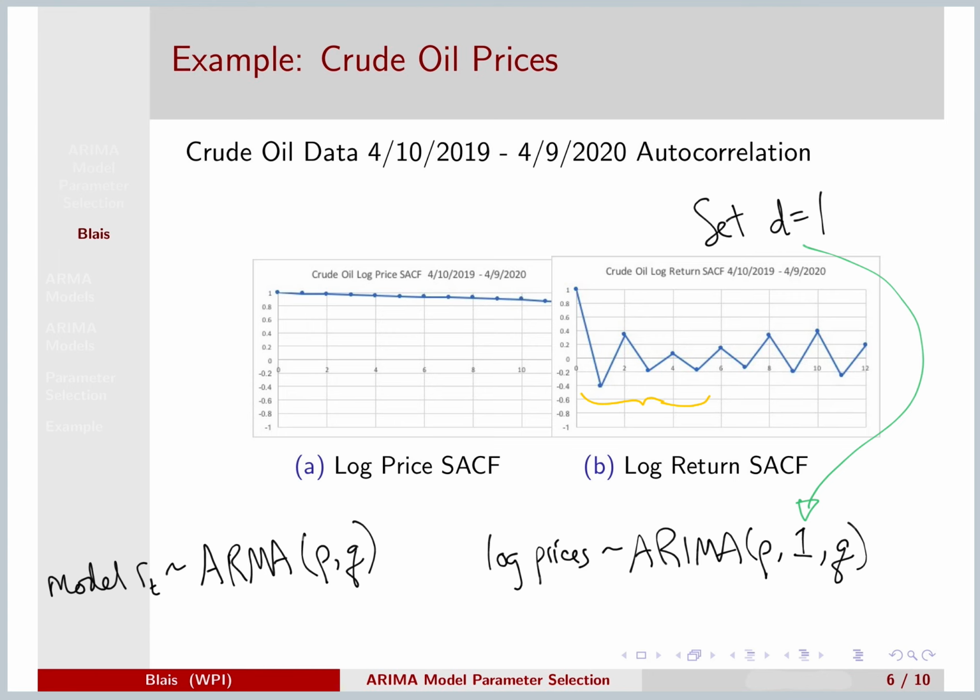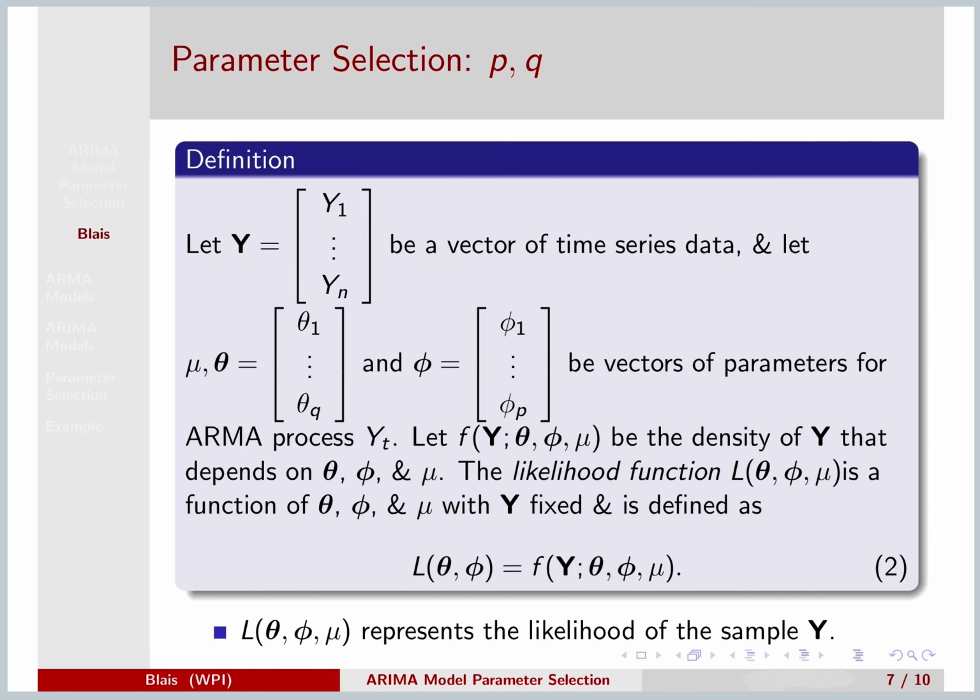Once we determine what our D will be, we then move to selecting the parameters P and Q. And again, that's for the ARMA in particular. We have the P for the autoregressive part and the Q for the moving average part. And this is typically done via the procedure of maximum likelihood estimation. So we deferred to a separate lecture to cover maximum likelihood estimation, but we look at how that is set up in this particular instance.